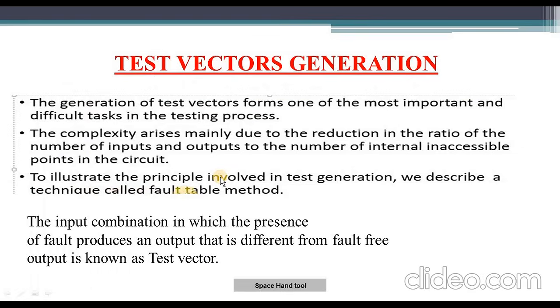So next, test vector generation. Before that, let's see the test. What is meant by the test vector? The test vector means the input combination in which the presence of a fault produces an output that is different from the fault-free output. Simply, the test vector is the input combination which yields a different output than the fault-free output if there is a fault.